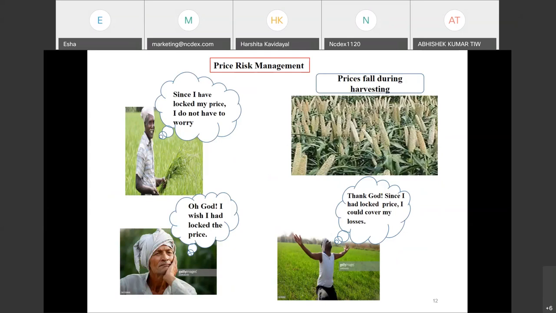Now I will just give a small example of it. When sowing takes place, at that time the farmer locks his price and he can just forget about everything. Why do I say that? Once he has locked the price, there is no need to worry. Suppose he doesn't lock the price, what will happen? At the time of harvest, the price falls. When the price falls, the farmer has to suffer losses and he is caught in a vicious circle. And then he goes for a distress sale. So this is the ultimate result.